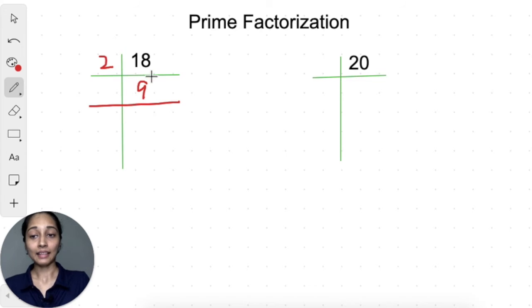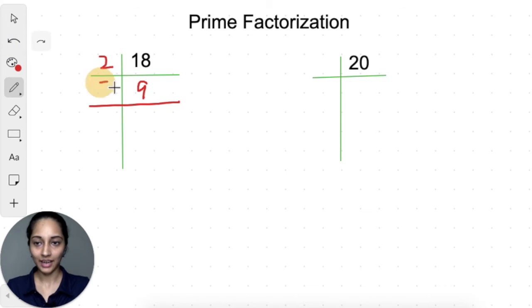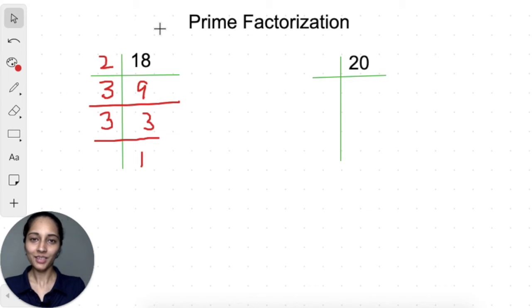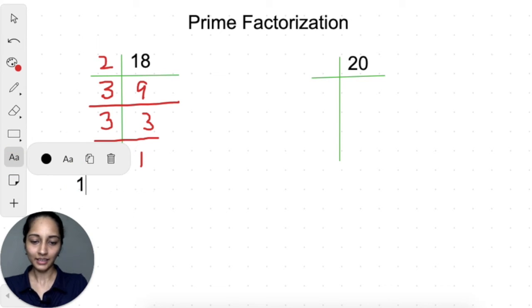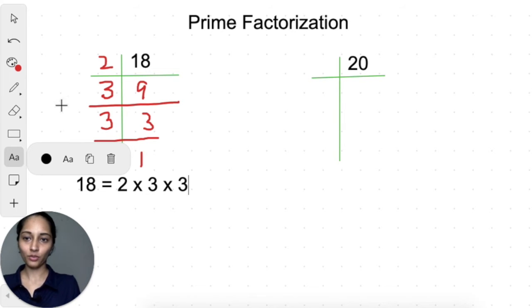Then can this 9 be divided by 2 now? No, it can't be. So we'll move to the next number, which is 3. So 3 divides this 9 and we have 3 only. Now 3 times 3 is 9 and 3 times 1 is 3. So this is how we find prime factors. Now for 18, we'll write 18 is equal to 2 times 3 times 3. So these are the prime factors of 18.